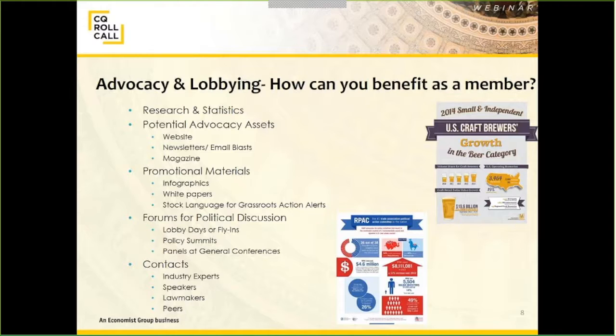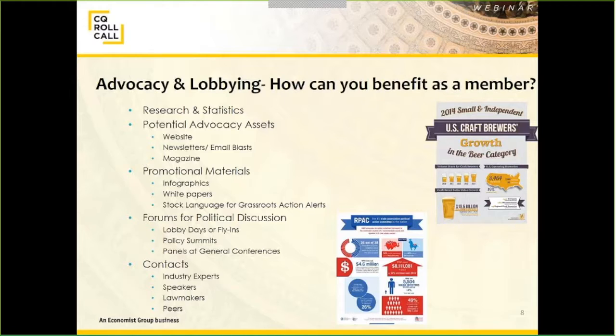Contacts, this is another major asset of trade associations: industry experts on a multitude of different issues. I mean, some trade associations have a policy expert for subtopics of things, and it could be even a specific piece of legislation where they have an industry expert that's on call for that. Speakers for different events. This is especially useful if you're a state affiliate. A lot of times you'll call the national office, your national trade association, and get a speaker for your conference or your state lobby day.